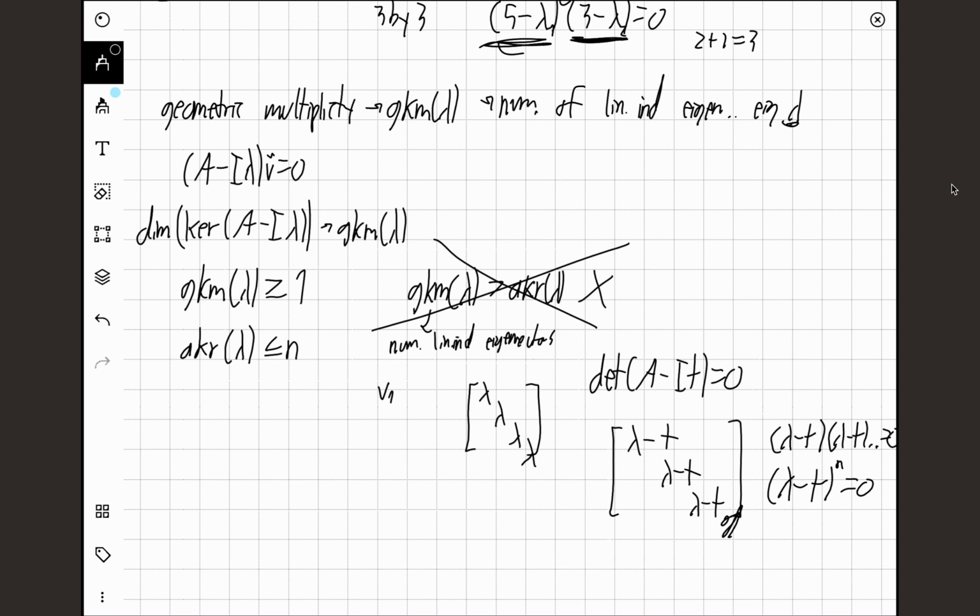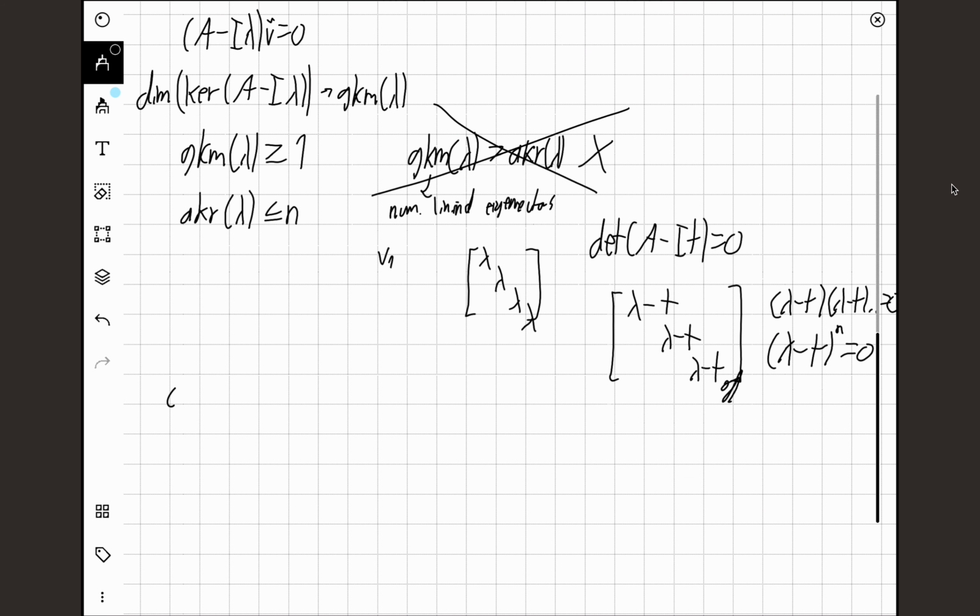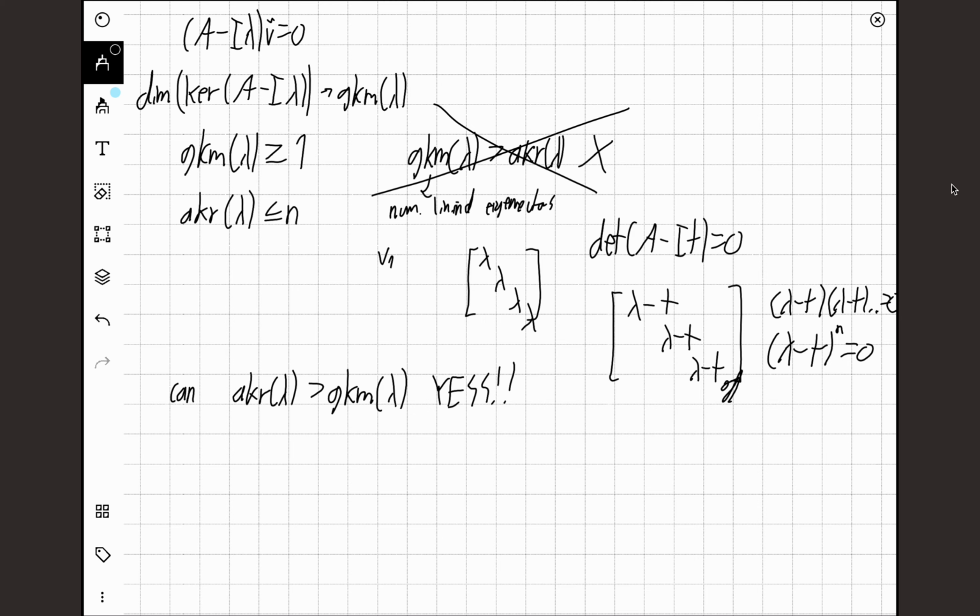But now we ask ourselves, can the algebraic multiplicity of an eigenvalue be greater than its geometric multiplicity? And here, the surprising answer is yes, it absolutely can. And this is actually really weird. So, geometric multiplicity tells us the number of linearly independent eigenvectors. Well, what does the algebraic multiplicity tell us?